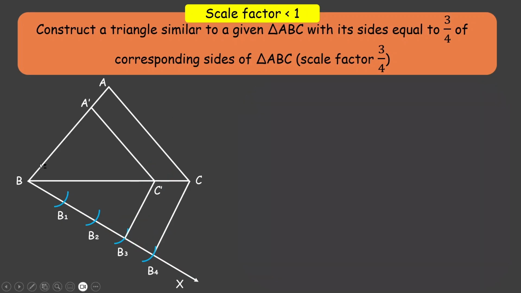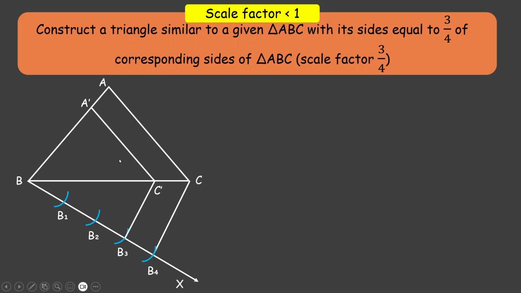Why is it similar? See, we do have angle B which is common in both triangles. And since this line is parallel to this line, A dash C dash is parallel to AC, these make corresponding angles, right? So these two triangles are similar by AA similarity.